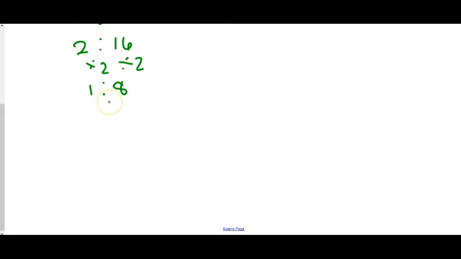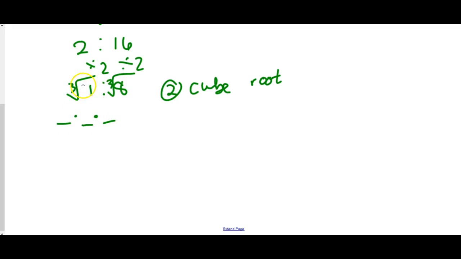Now this time it's a volume ratio, so instead of square rooting, we need to take the cube root. The cube root of 1 and the cube root of 8. The cube root is asking what number multiplied by itself 3 times is this inside number. So 1 times 1 times 1 is 1. That means the cube root of 1 is 1.